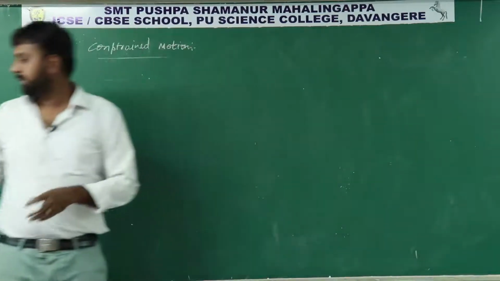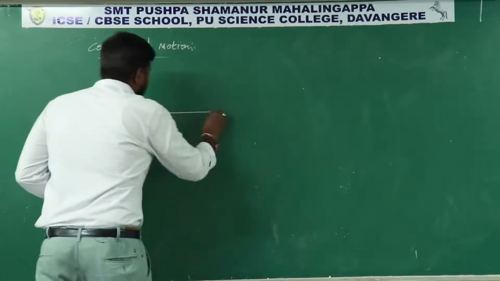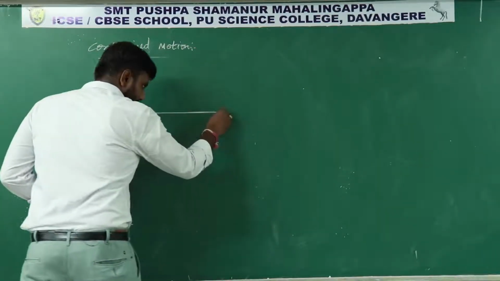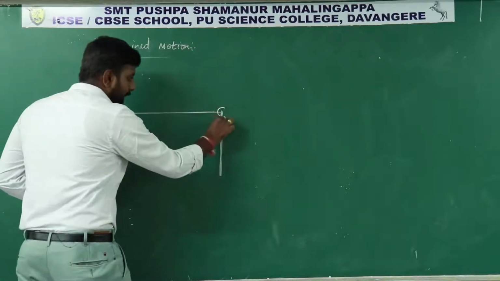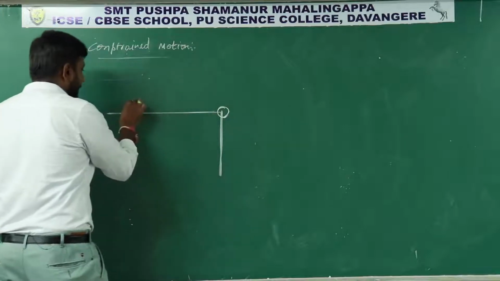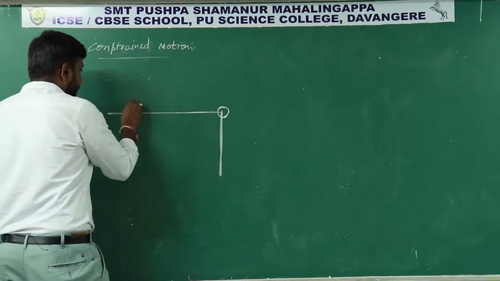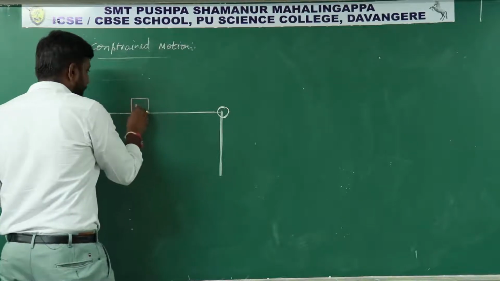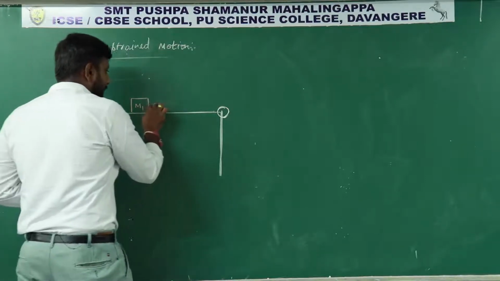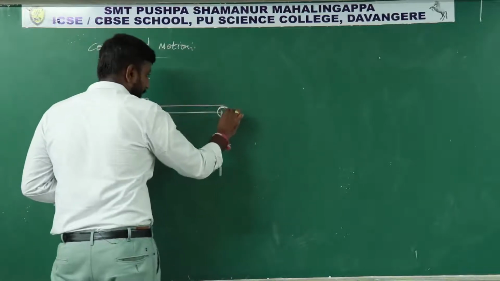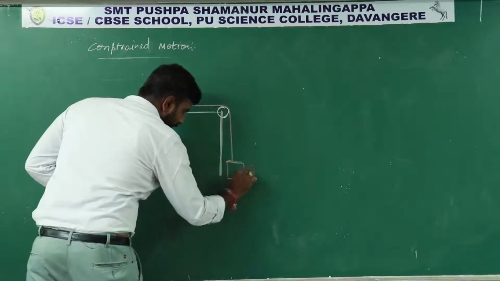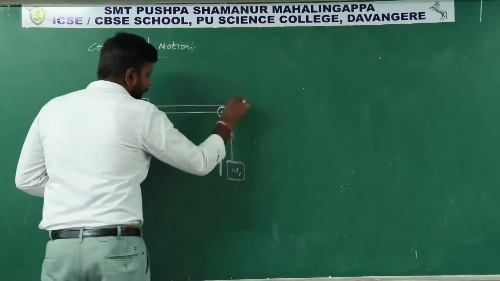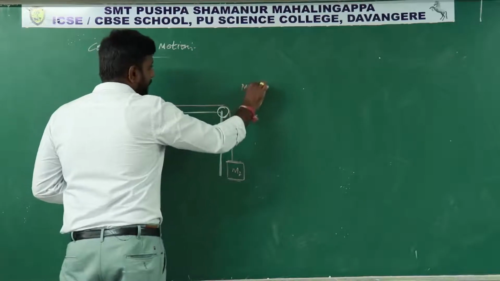And next application, let us consider a horizontal table, a frictionless table. Here there is a pulley, and here there is a block. This block of mass, let us take m1. It is tied by a string, and string is rolling over this pulley, and here there is another block. This block mass is m2. Let us say m2 is greater than m1.